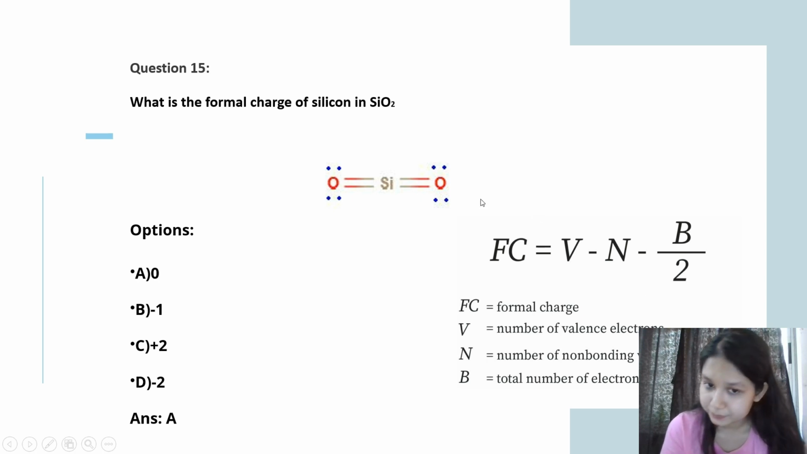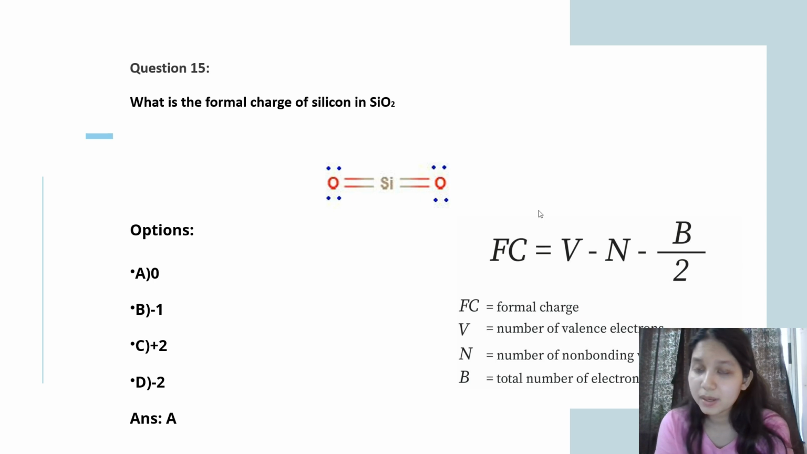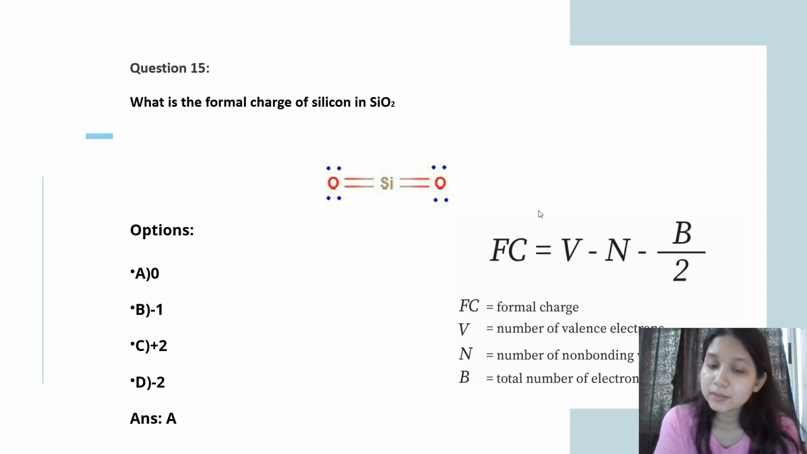So like that, if you try to calculate the formal charge of silicon in silica, we all know what the valence shell electron number in silicon is. Anyone? Number of valence shell electrons in silicon? Okay, it comes from the same group as carbon. So the number of valence electrons in silicon will be 4.